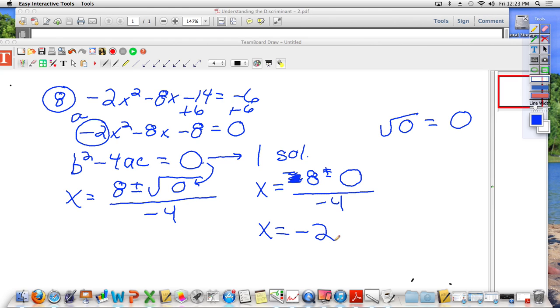How many answers should we have? Do we have our answer? Yes. Okay, so let's do another one. 8 minus 0. What's 8 minus 0? 8. It doesn't matter if you add or subtract 0 from 8. You're still the same thing. And you're dividing it by negative 4. So what is 8 divided by negative 4? Negative 2, but you know what? It's the same answer. You don't write it twice. You have one answer. It is x equals negative 2.